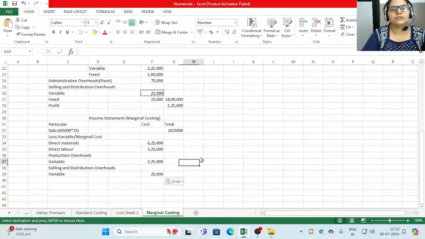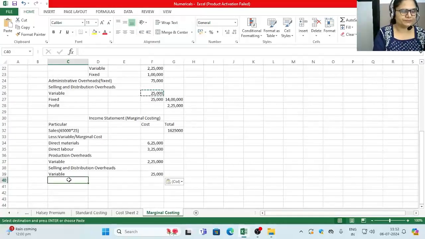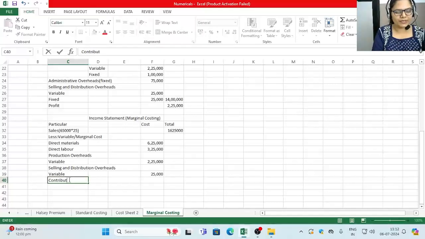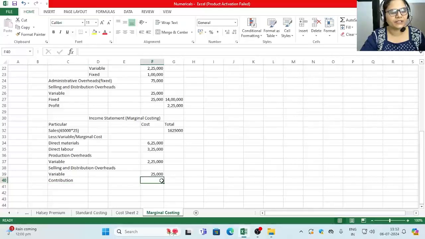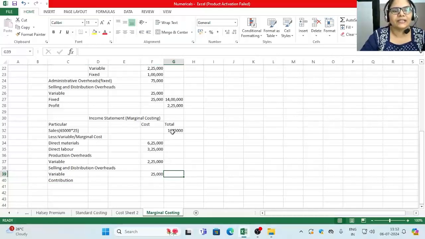Now, we will first calculate the contribution. We all know, when we are preparing any income statement or profit statement under marginal costing, we need to calculate the contribution: sales minus all variable cost. So sales minus 6,25,000, 3,25,000, 2,25,000 and 25,000. It will give you a figure of 12 lakh.